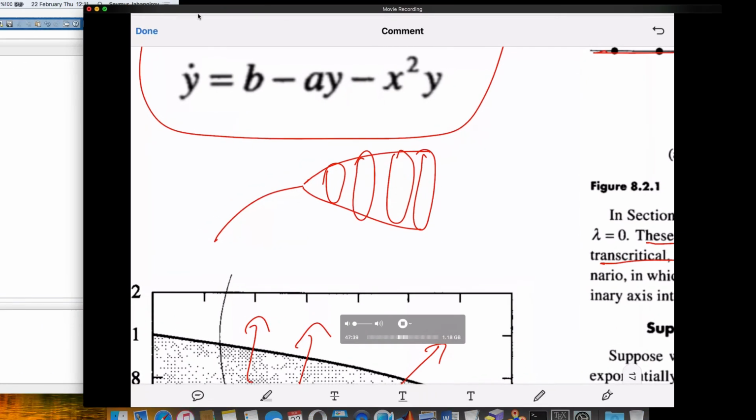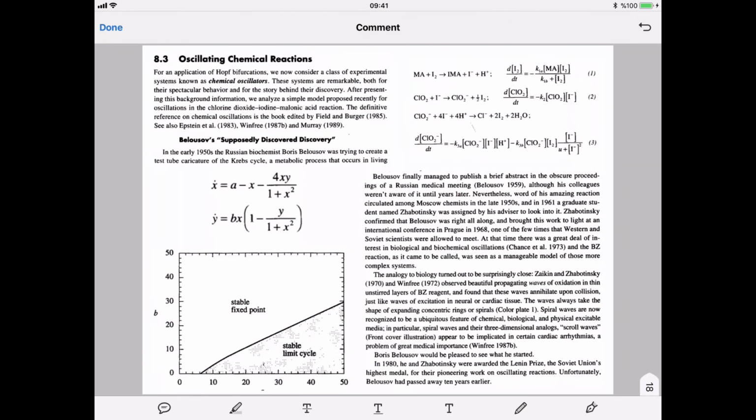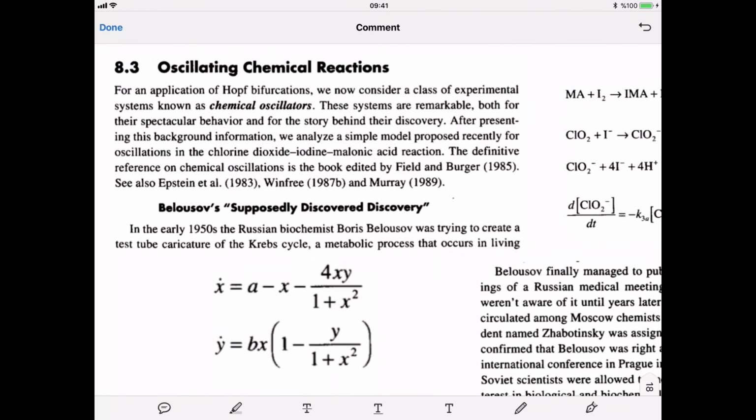So let's. I wasn't expecting to have so much time for this final part, but then I even can read you some story. Okay. So, oscillating chemical reactions.